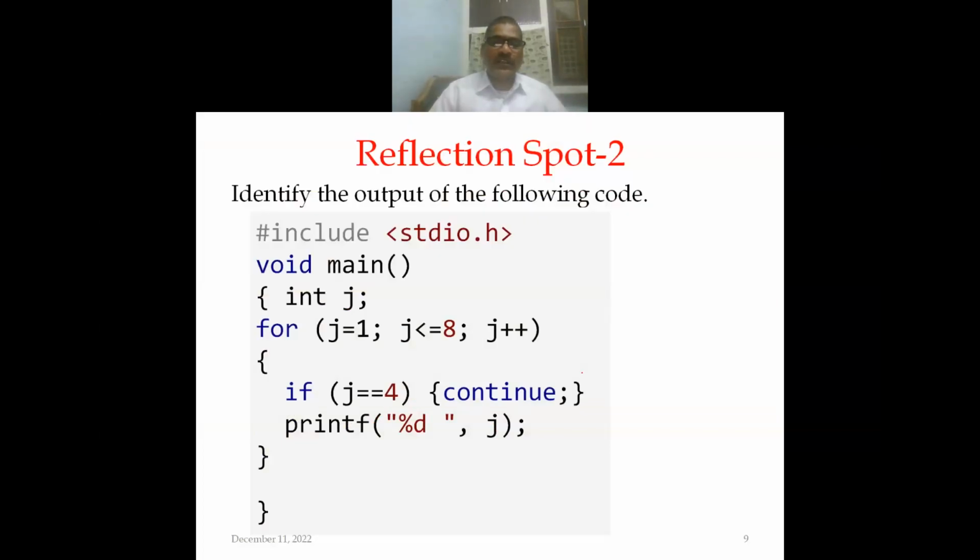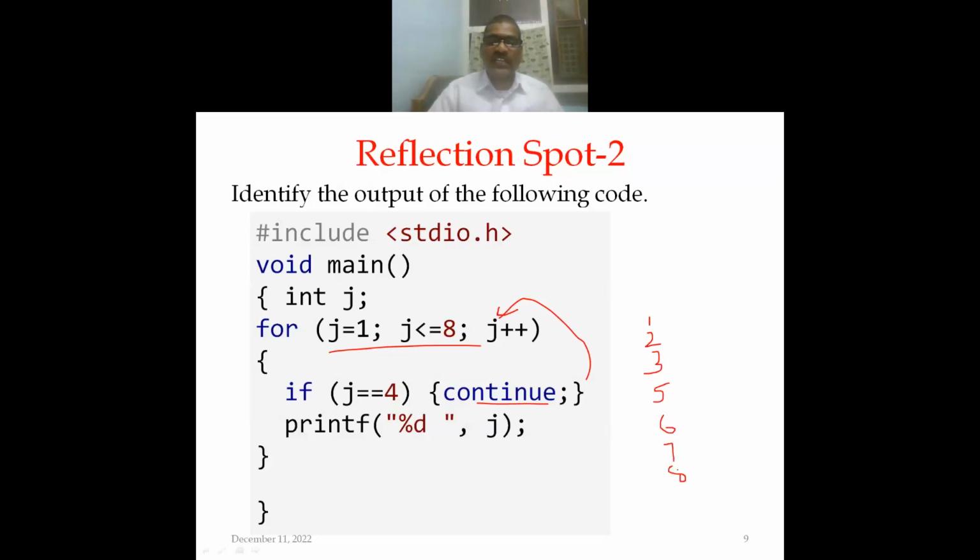This is another important reflection point on continue. Identify the output of the following code. This j loop is written in such a way that it repeats 8 iterations, j equal to 1 to j less than or equal to 8. If j is equal to 4, we execute continue. What is the output it is going to print? 1, 2, 3. When j is equal to 4, it will not execute this print. It will continue, which means it will come to j plus plus and then to the condition next. So j becomes 5, it will print that, and then 6, 7, and 8.